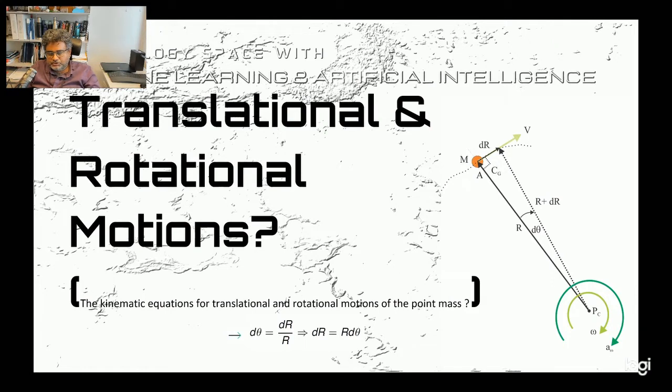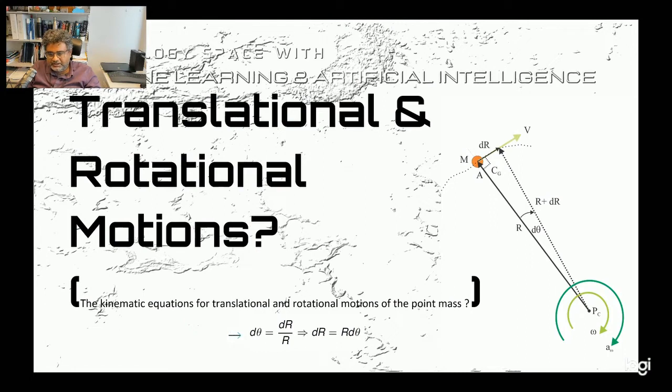In this situation, I am considering that this infinitesimal angle change, d theta, is equal to this infinitesimal displacement change dr divided by r. This is how angles in radians are calculated. So you should remember this angle d theta is represented in radians. From that you end up with the equation dr equal to r times d theta.